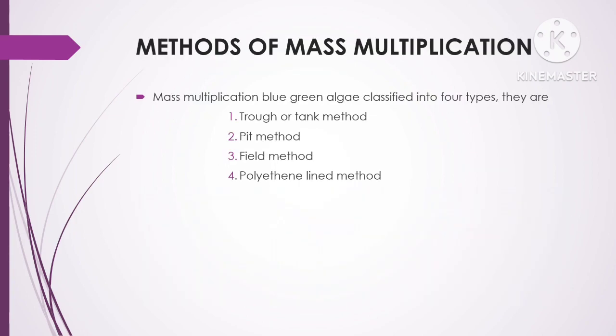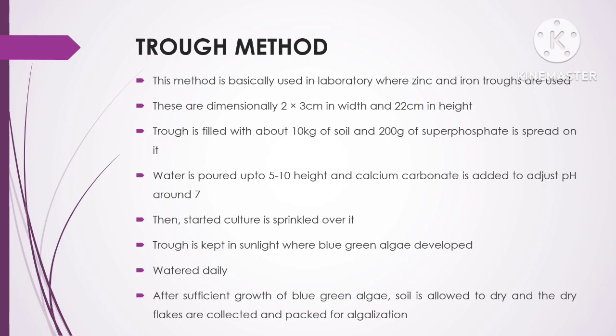Next, methods of mass multiplication. Mass multiplication of blue-green algae is classified into four types. They are: first, trough or tank method. Second, pit method. Third, field method. Fourth, polythene lined method. We see first the trough method.